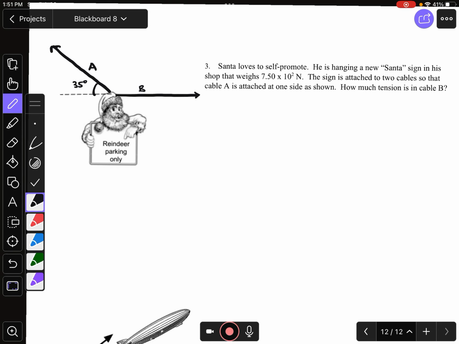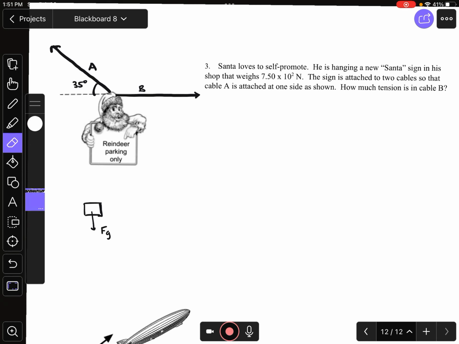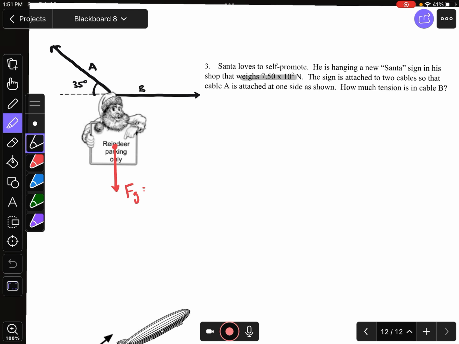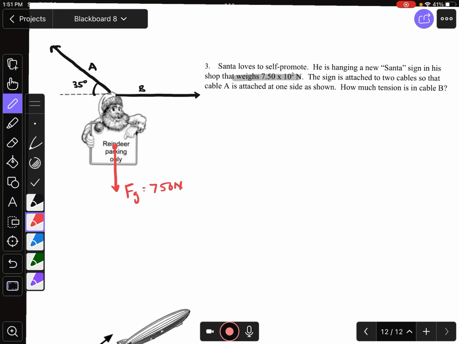Okay, so first thing I'm going to do here is draw a free body diagram. I'm going to draw right on there, just easier. So I have force of gravity coming down from the reindeer parking only sign, FG, and this tells me that the weight is 7.50 times 10 to the 2 newtons. Weight is FG, and 7.50 times 10 to the 2 is just 750 newtons. Just move the decimal 2 places over to the right. So it gives me FG, so that's exciting.